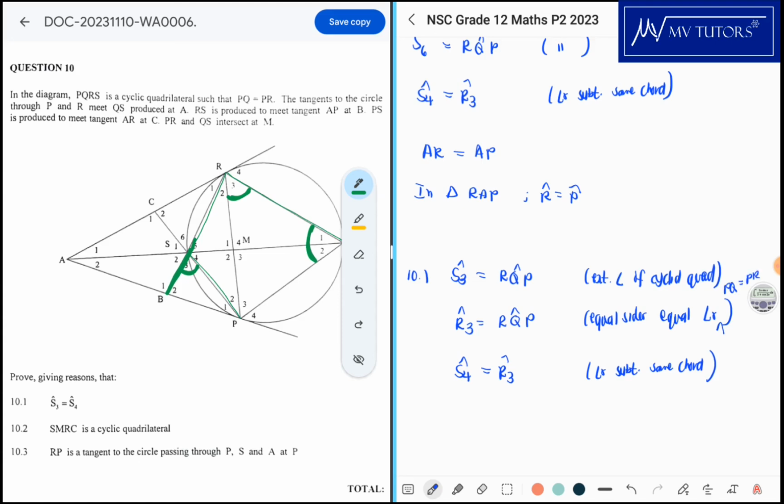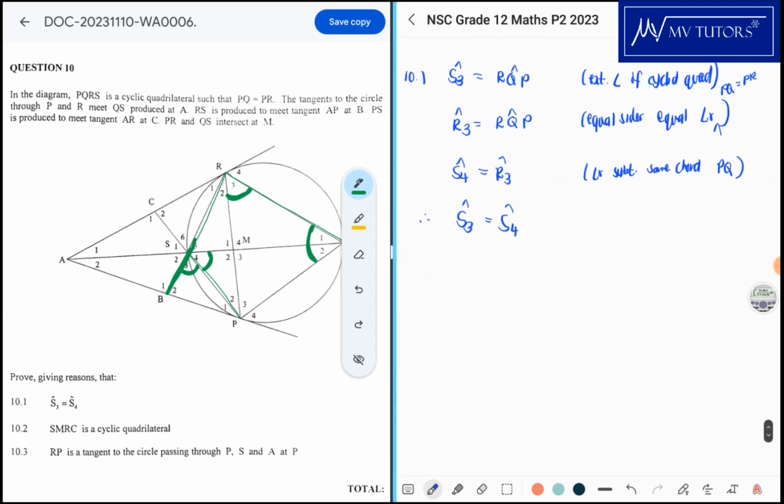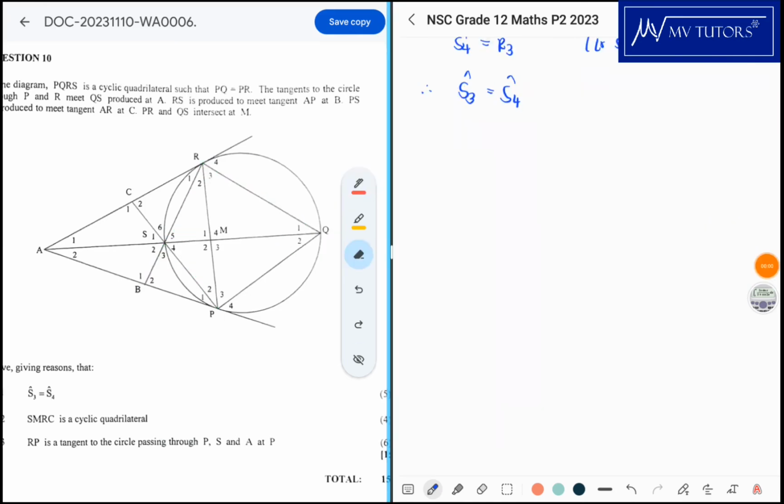And then we also saw that S4 is equal to R3, which is angle subtended by the same chord, and that chord PQ. Let's write that down so that the marker knows which chord we're talking about. Chord PQ. So then ultimately, therefore, we can conclude that S3 is equal to S4. Whew, I know. All right, 10.2.